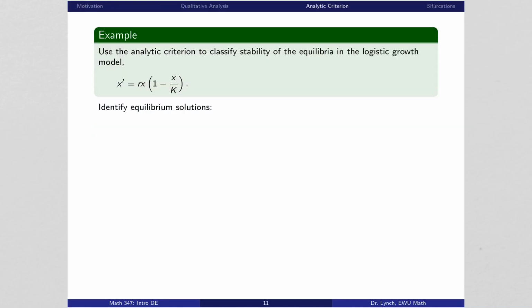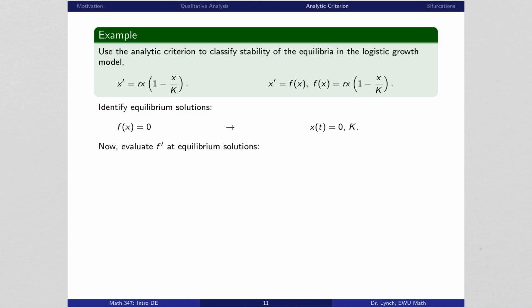Okay, as an example, let's go ahead and apply our stability criterion to a problem for which we already know the stability of the equilibrium. So here is our logistic growth model, x prime equals rx times quantity 1 minus x over k. So the first thing we'll do is identify equilibrium solutions. That's quick to do. Again, we know that the equilibrium solutions are 0 and k. The second thing to do is to evaluate f prime at those solutions.